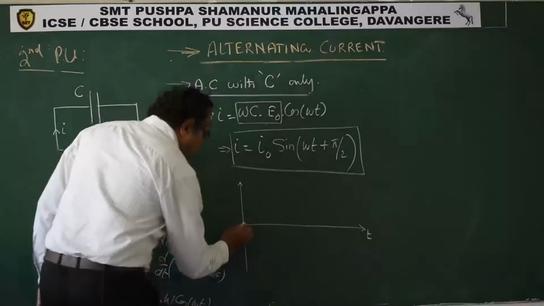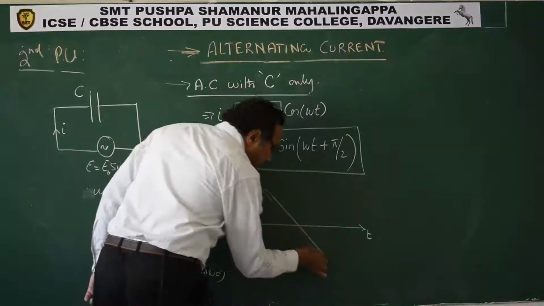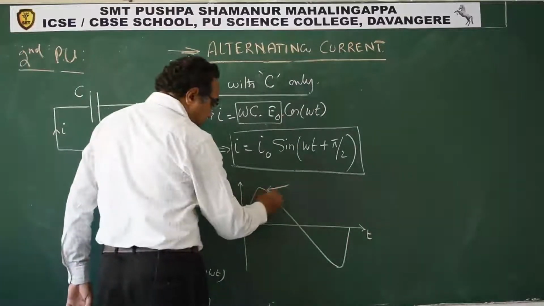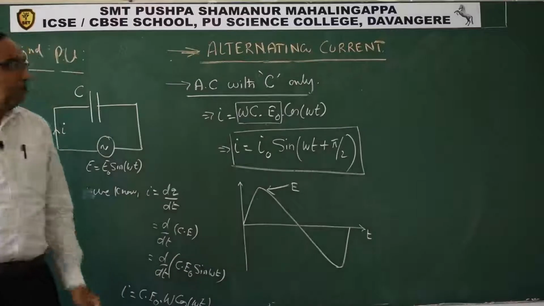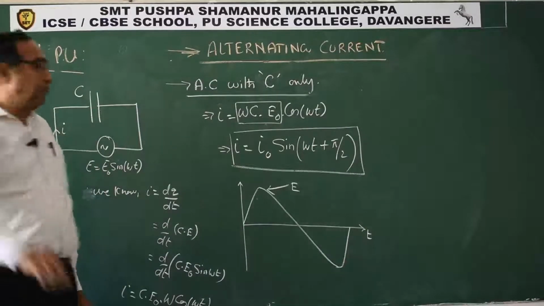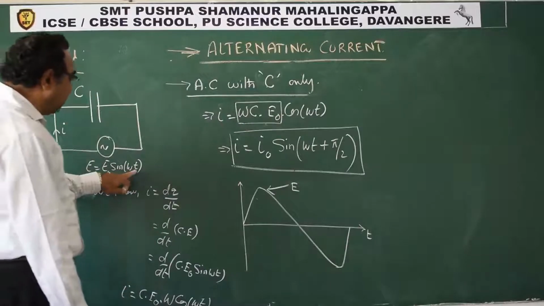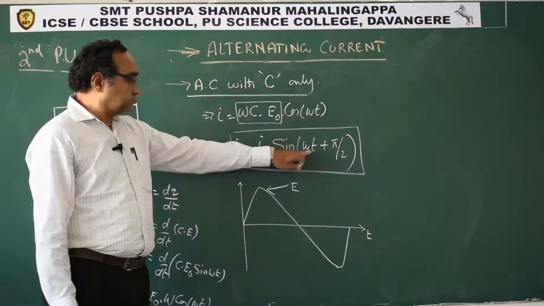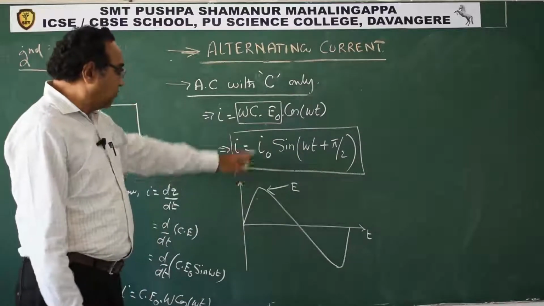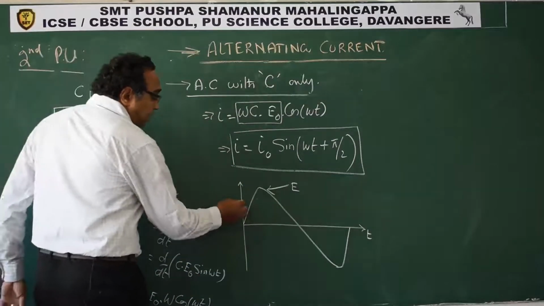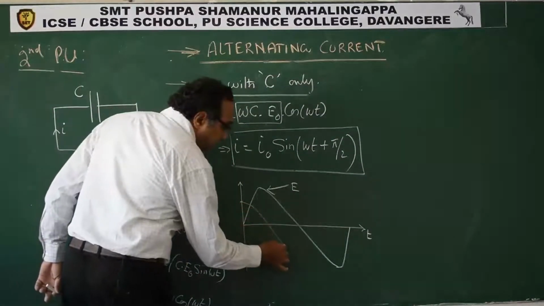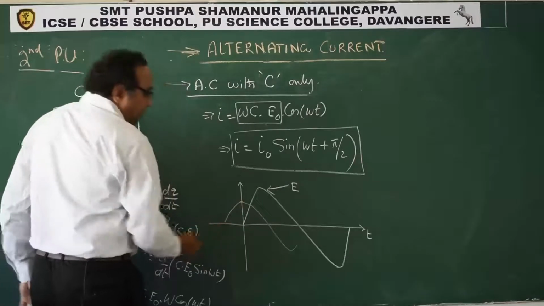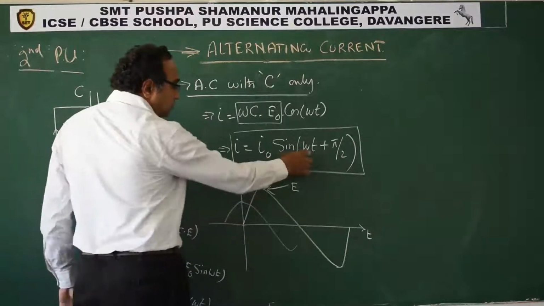then what kind of variation do we get? This is for E. How would the graph be for I? In order to draw the graph for I, again put t is 0, E is 0, that is perfect. Put t is 0 here, plus pi by 2. So at t is 0 it will be positive. So it will come like this. This is how the graph is. So at t is 0, I naught.